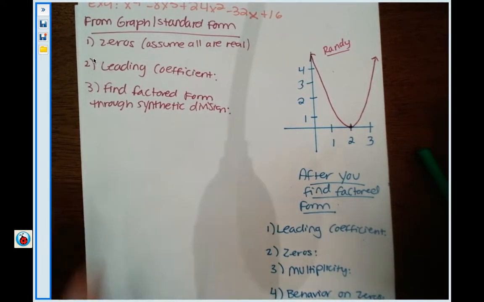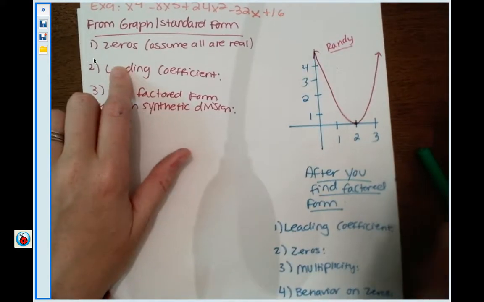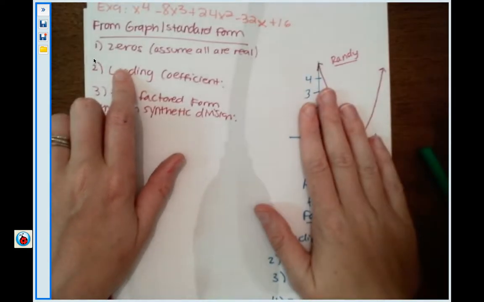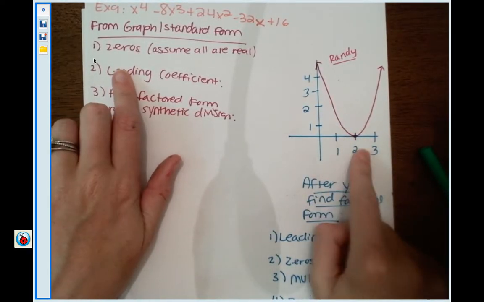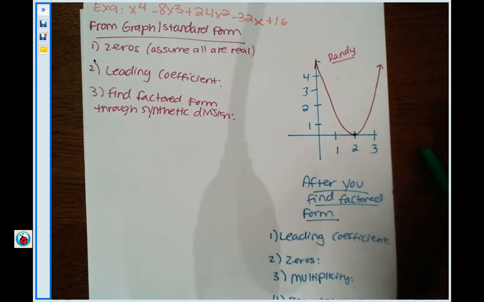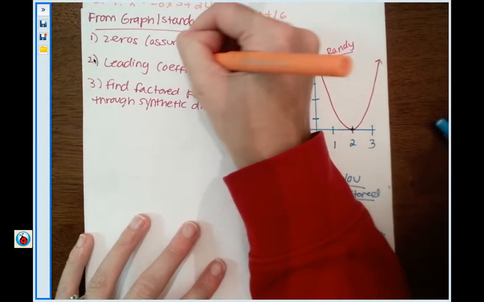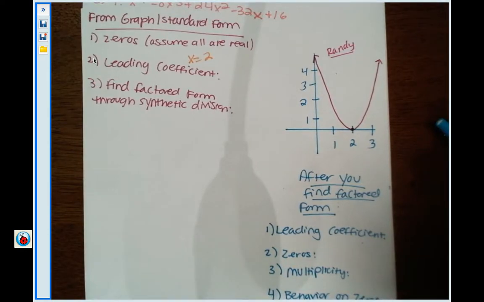First of all, our zeros we get from the graph, which is where the graph smacks the x-axis. So right here, it comes down and smacks the x-axis at 2. So my first zero is x equals 2. And that's my only zero, you guys.